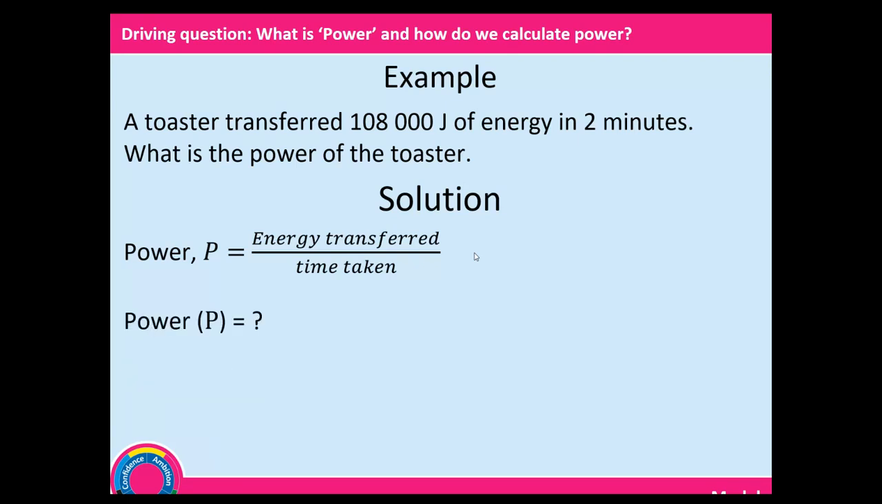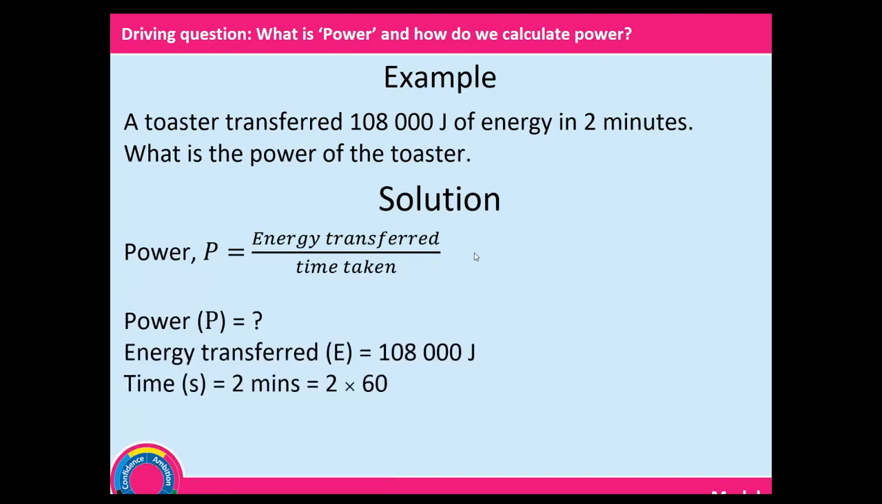Now, the power we don't know, that's what we have to calculate. Energy transferred is 108,000 joules. Time is 2 minutes, but in the formula the time should be in seconds. So we convert 2 minutes to seconds by multiplying by 60. Then we substitute into our equation: P equals 108,000 divided by 120 seconds, and the answer is 900 watts. So the toaster has a power rating of 900 watts.